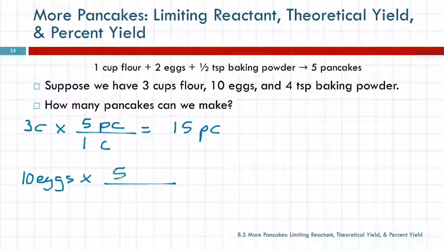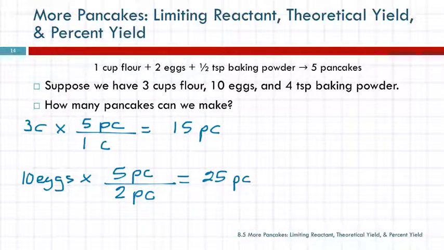Well, we can get 5 pancakes for every 2 eggs, right? So that's going to be what, 25 pancakes? 10 times 5 divided by 2.